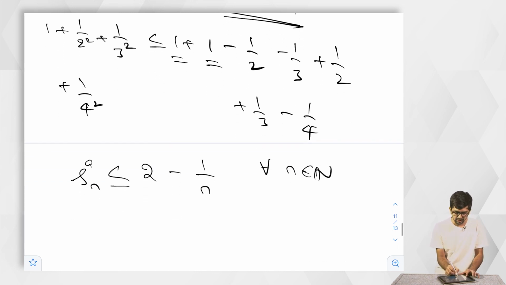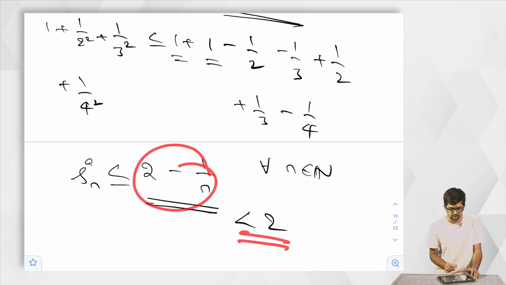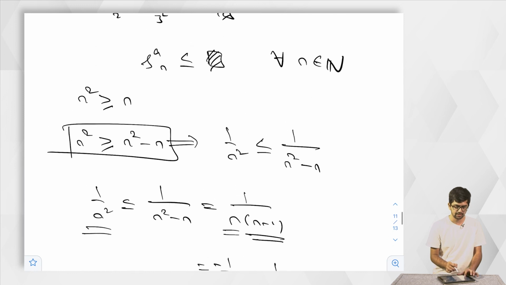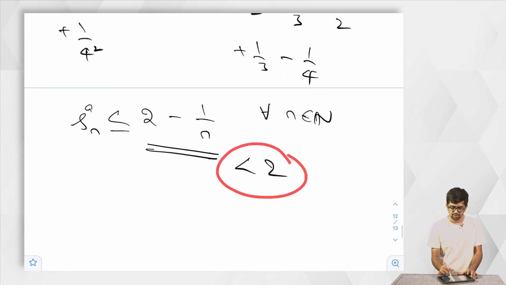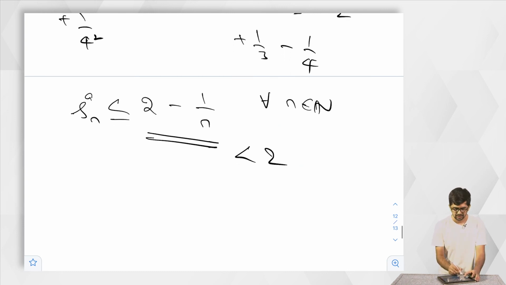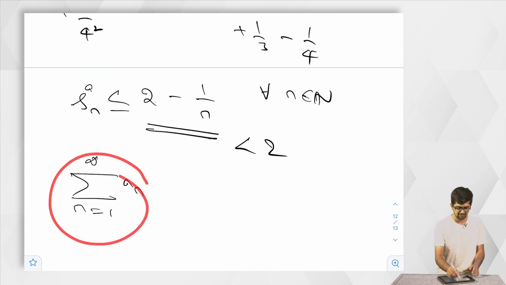Now this element is always less than 2 because minus 1 by n is negative. So this whole thing is less than 2. Now we have realized that the sequence of partial sums associated to the series 1 by n square is bounded above. This is true for every n belonging to N. What does it say? Again the same basic principle says, suppose I have a series of non-negative terms such that the sequence of partial sums is bounded above, then this is convergent.